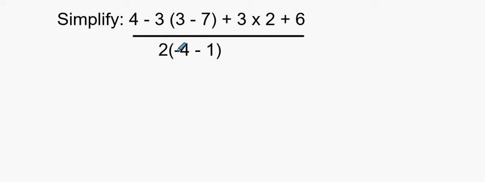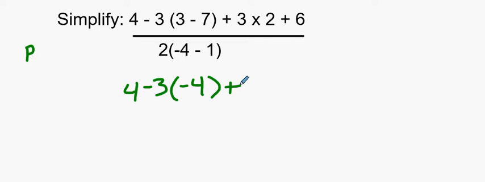First step, P, right? PEMDAS. Just going to remind ourselves we have this right here. So 4 minus 3 times negative 4 plus 3 times 2. Why don't we do that right now, 2 plus 6. Keeping all our symbols together yet.